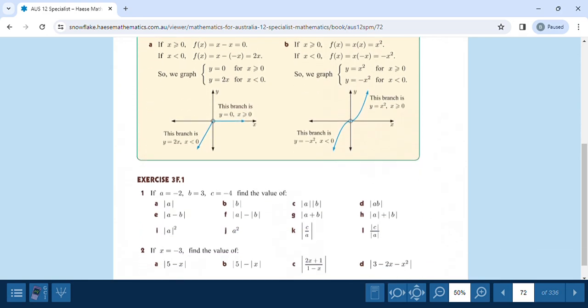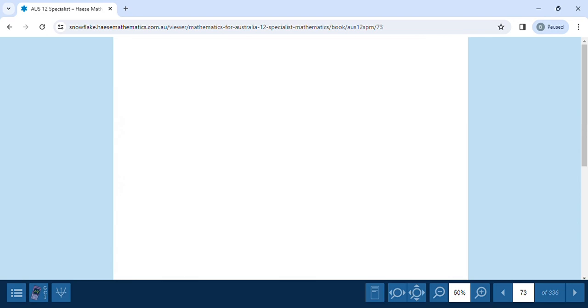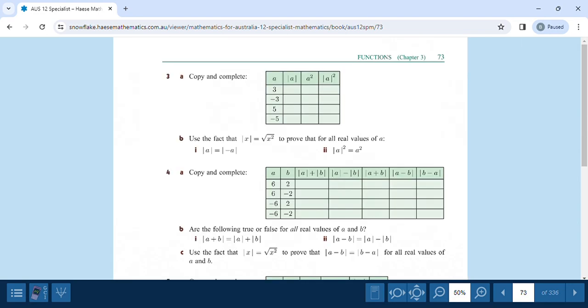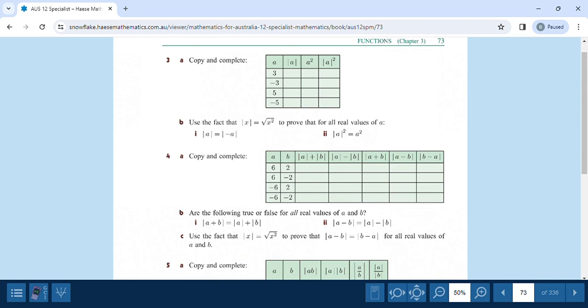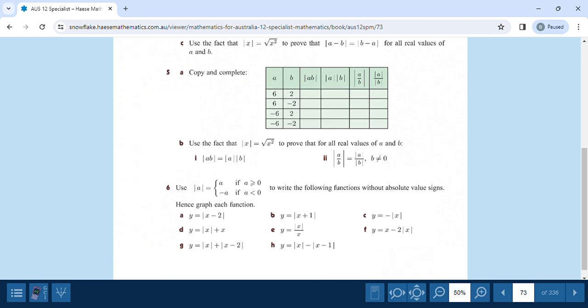So the first part of this chapter is just plugging in numbers and getting an answer. For 1a, the modulus of negative 2, because a is negative 2, is just positive 2. Those ones are very simple and straightforward. Pretty basic. It's a lot of practice drills, which is good to do, because if you can nail this, it's going to build your confidence.